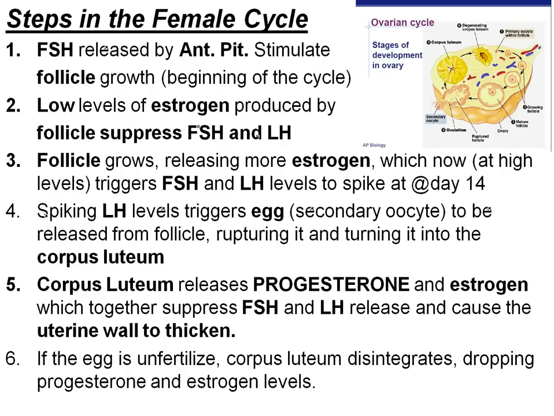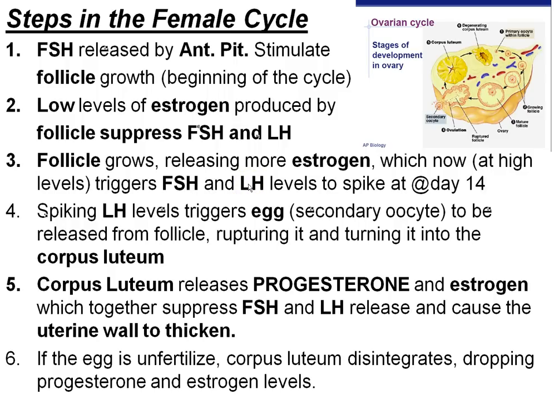I'll read this out loud so that you can understand what these words mean. FSH, follicle-stimulating hormone, released by the anterior pituitary, stimulates the follicle growth, beginning of the cycle. Low levels of estrogen produced by the follicle suppresses FSH and LH. The follicle will grow, release more estrogen, which now at high levels triggers FSH and LH.